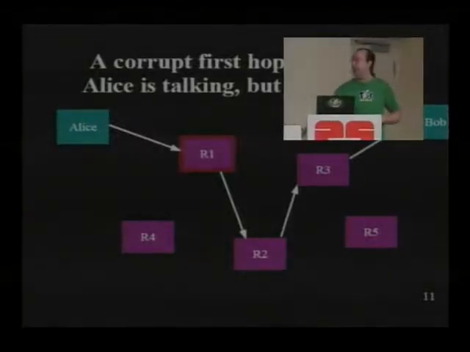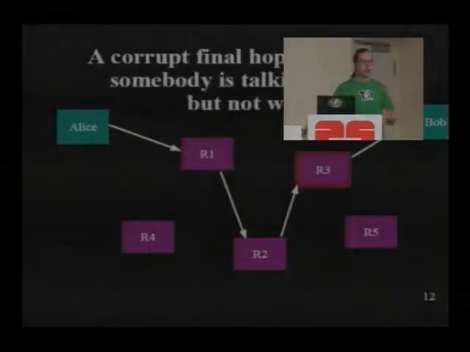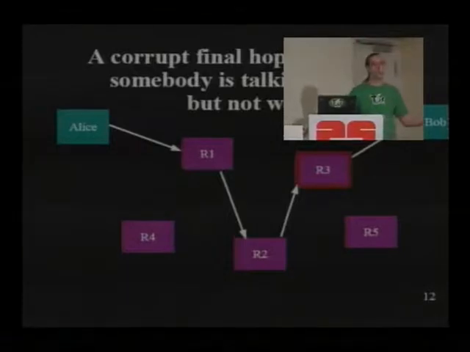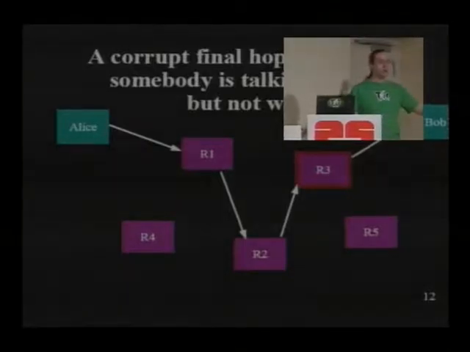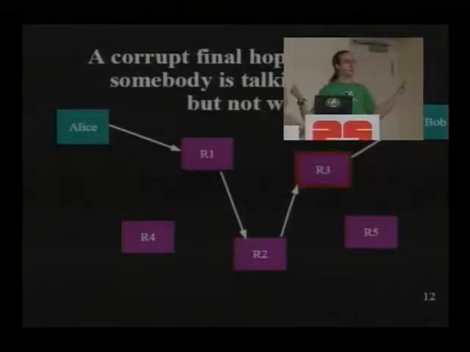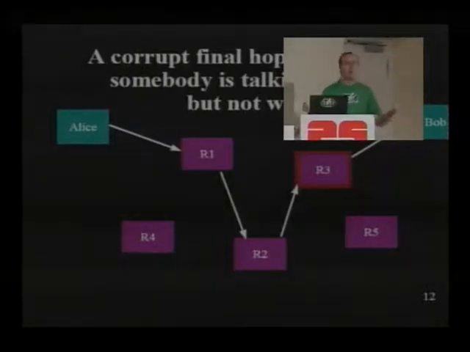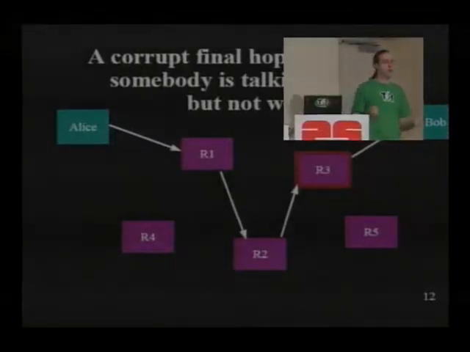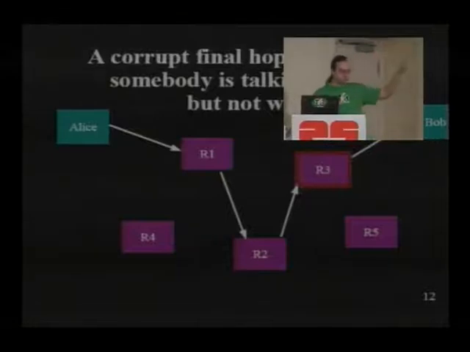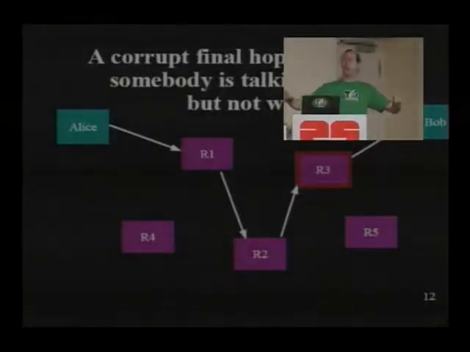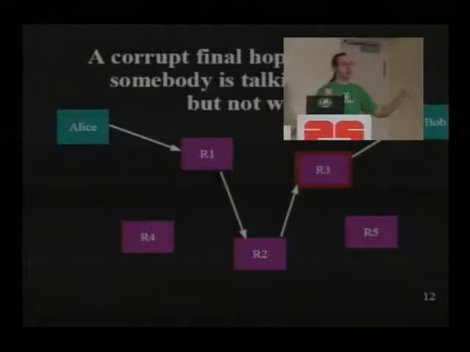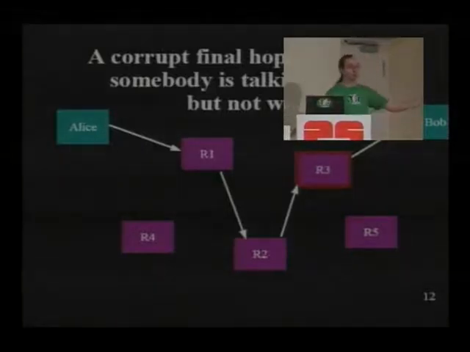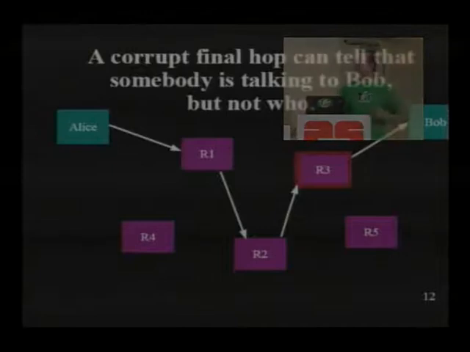And if the last guy is bad, then he knows that somebody is talking to Bob, but he doesn't know who is talking to Bob. And if they're both bad, if R1 and R3 are colluding, then we give up, then we're screwed, because there are enough statistical attacks that you can look at the traffic pattern going into the network and watch the traffic pattern coming out of the network, and you can say, hey, wait, these line up. I'm pretty sure that this Alice is talking to this Bob.